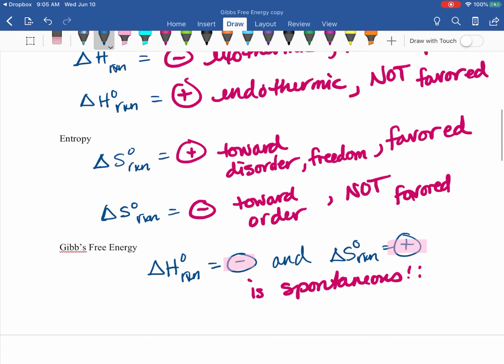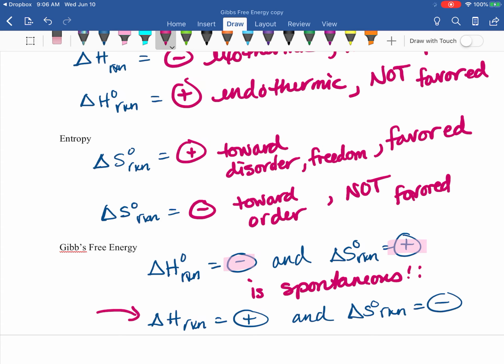Yay. Okay, well now the opposite is true, right? So what about the opposite? What if we have something that is endothermic and we're about to go towards more order? Well, now they're both not favored. So what does your gut tell you? That is one big no for spontaneous.